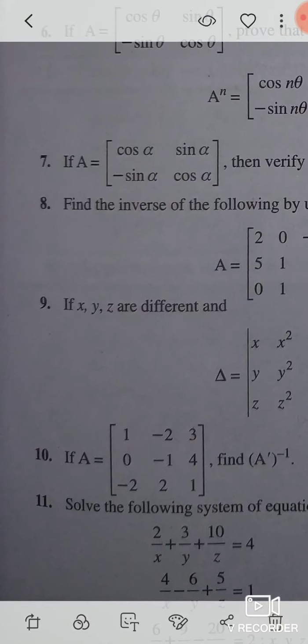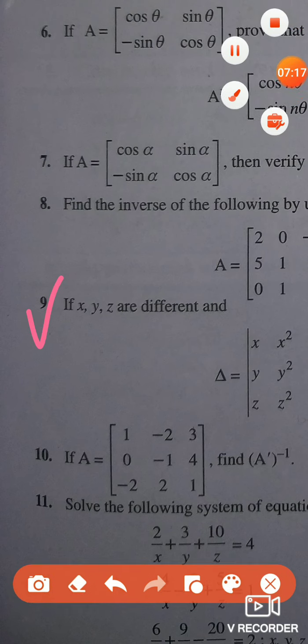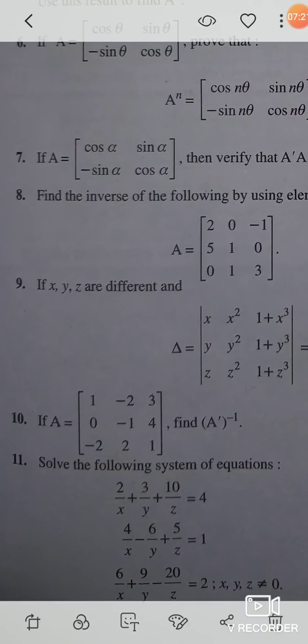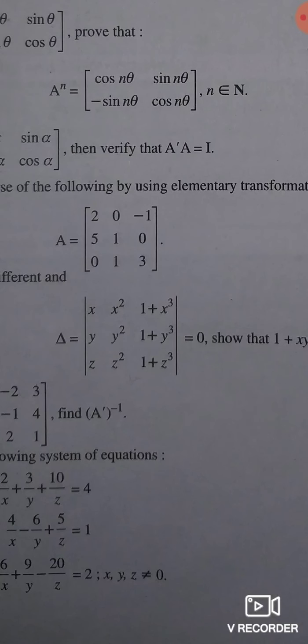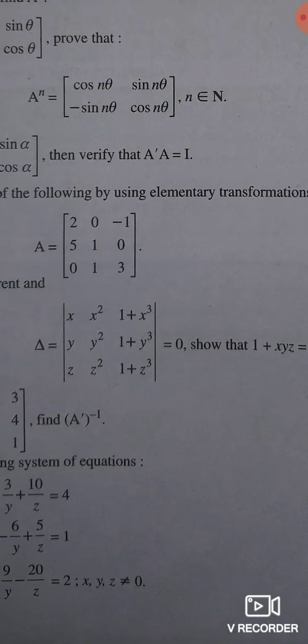Now come to question number 9. Hint for question number 9. If x, y, z are different and delta equals a determinant of order 3 by 3 whose value equals 0, then show that 1 plus xyz equals 0.